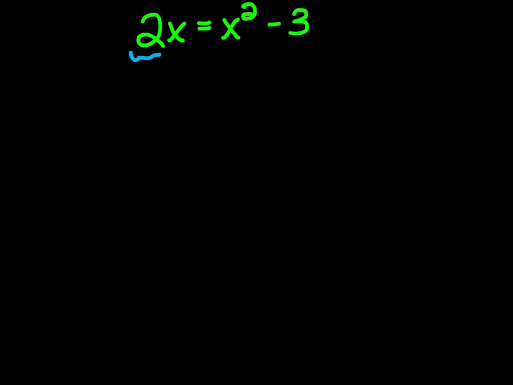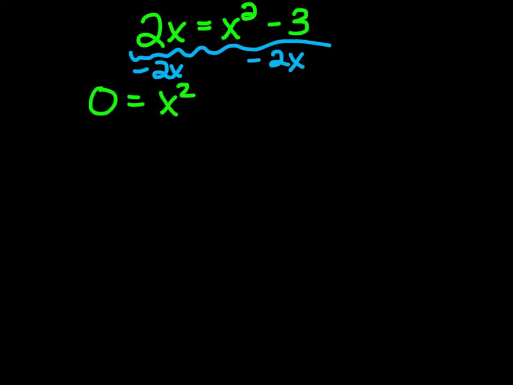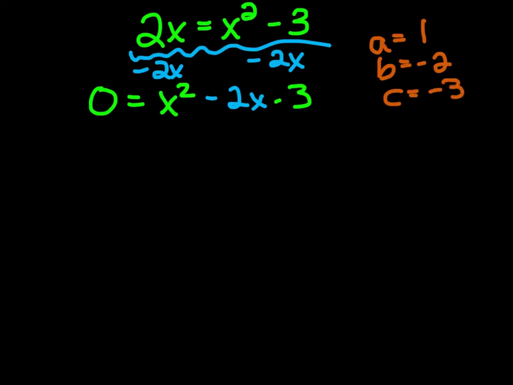So looking at this equation, the very first thing we should do is get every bit of these numbers on one side. So we need to subtract 2x from both sides. So we get 0 is equal to x squared minus 2x minus 3. Let's identify our a, b, and c. Our a term is 1, our b term is a negative 2, and our c term is a negative 3.